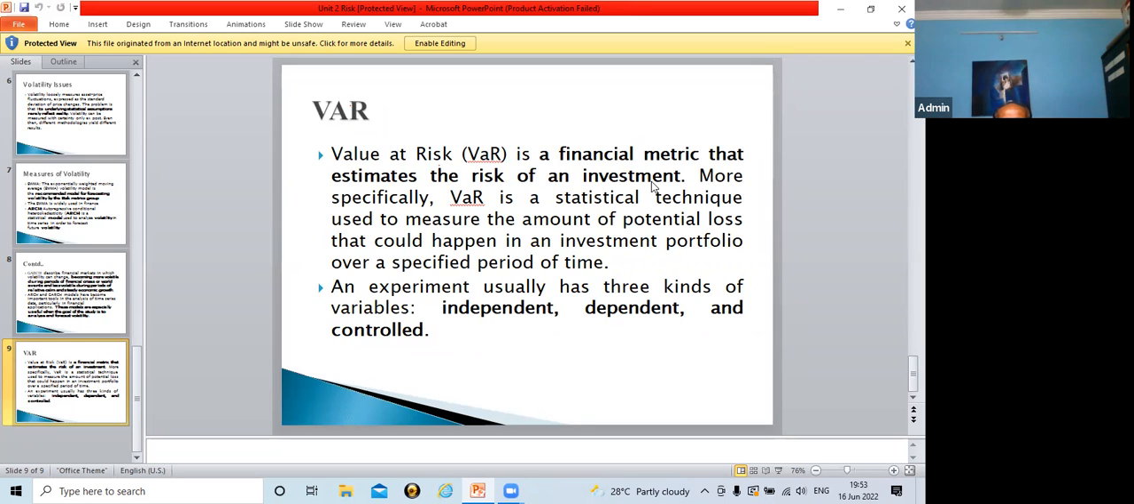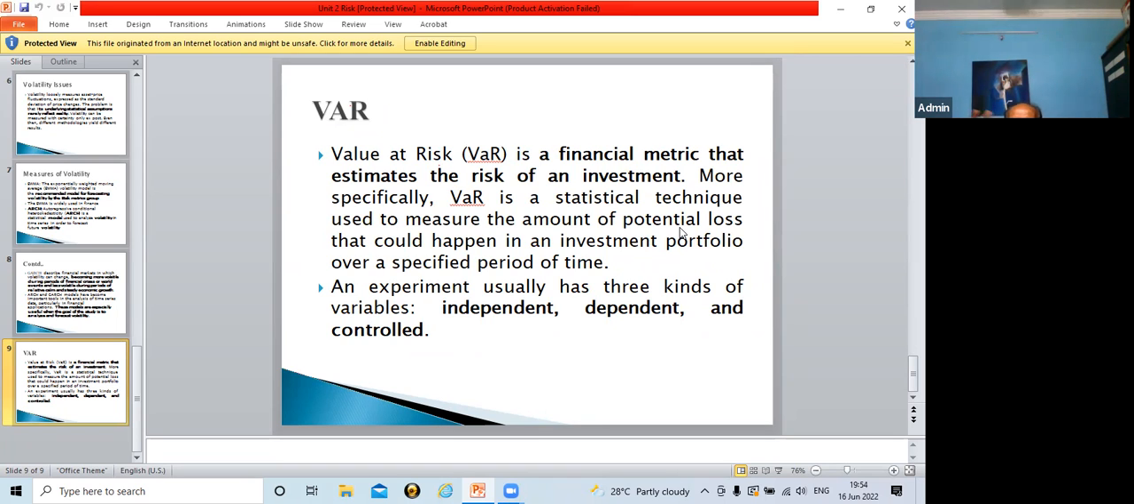I think VAR is a very useful tool at an individual level as well as company level. More specifically, VAR is a statistical technique used to measure the amount of potential loss that could happen in an investment portfolio over a specified period of time. So VAR measures the potential loss involved with that particular asset.